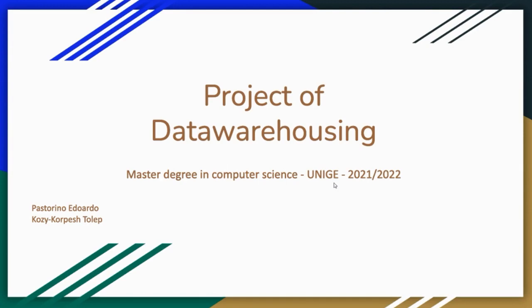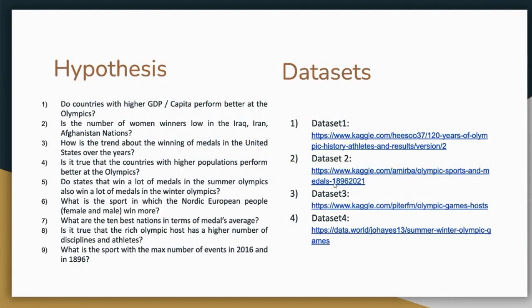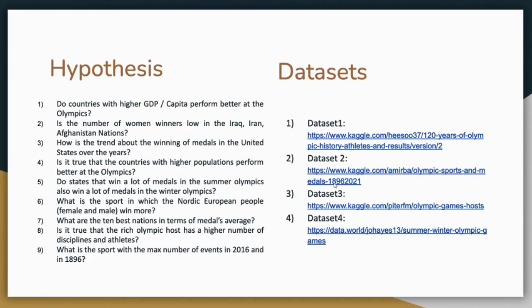So the first task of the project was the task relative to the inspection and profiling of the domain's data. At the beginning, we have chosen 9 business questions or hypotheses. To answer these questions, we have to perform an analysis on the data of the domain, that in this case are the data of Olympic Games.